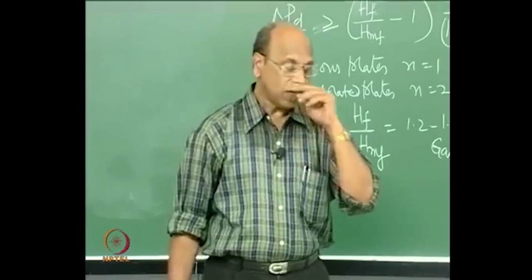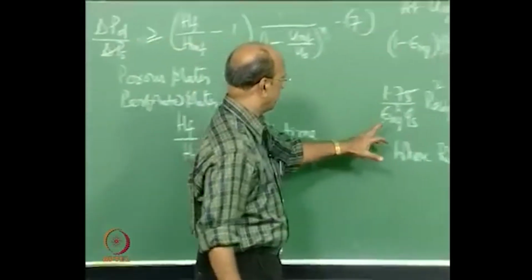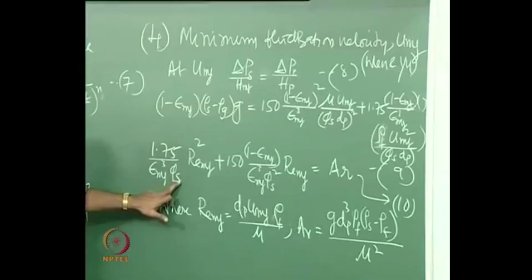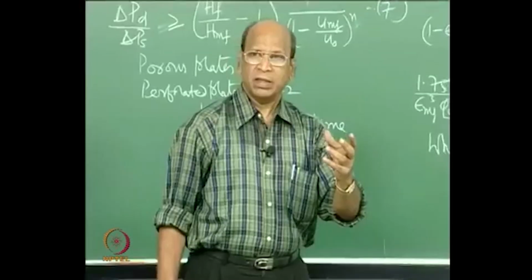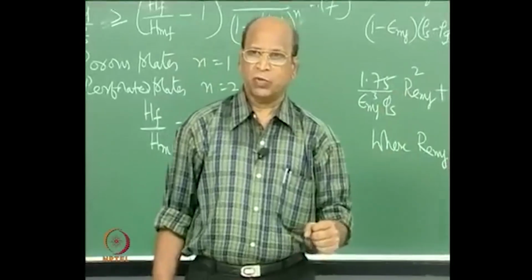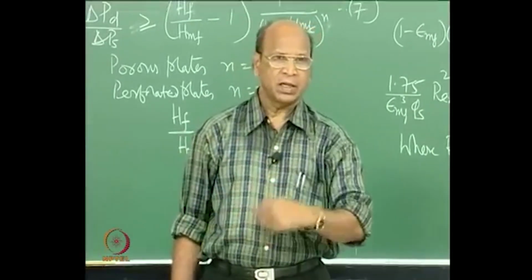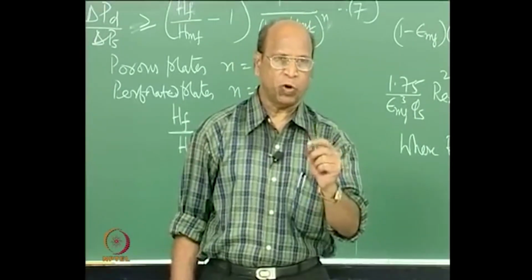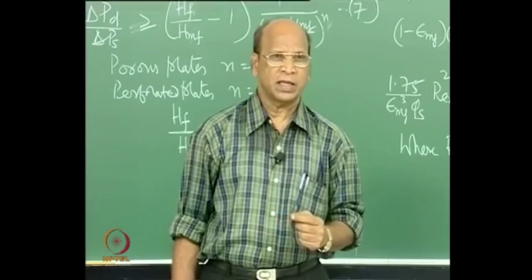So, what they did was they found epsilon MF and phi s squared for a large number of particles. Sand, if you take river sand, it will be different. If you take sea sand, it will be different. Which one will be more round, river sand or sea sand?